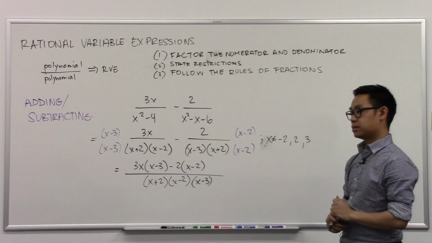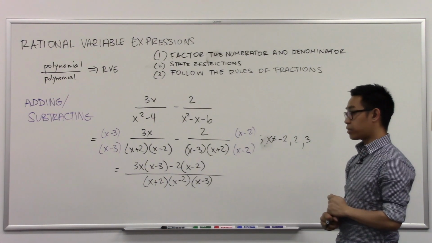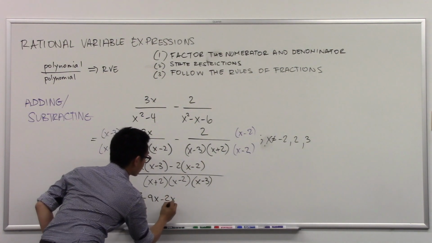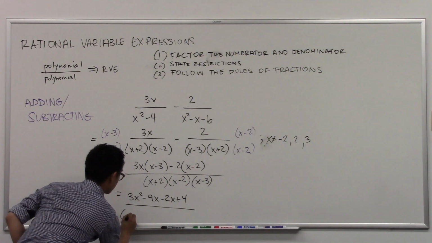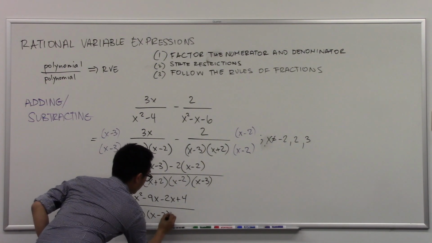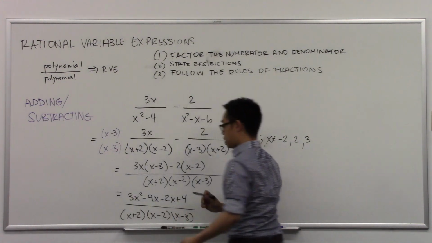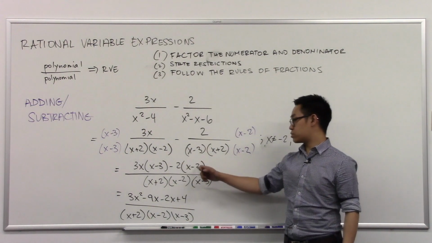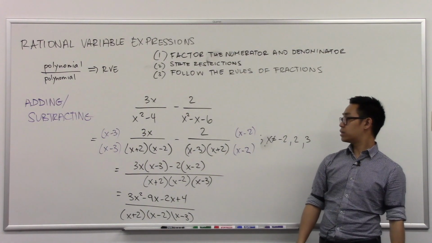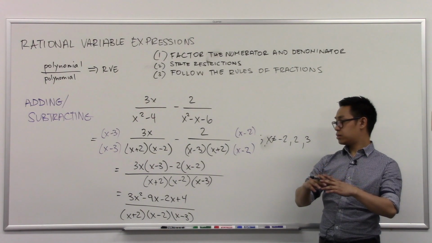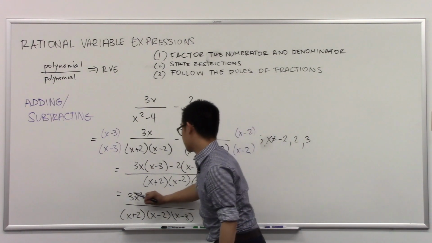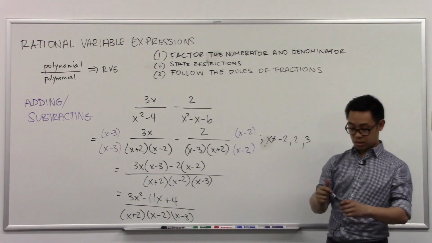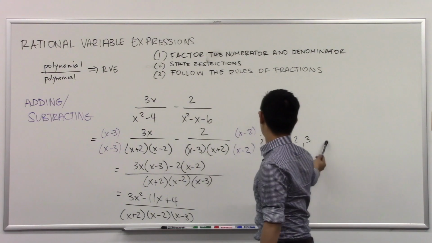When you add and subtract, you expand and simplify the top, but not the bottom. So you get 3x squared minus 9x minus 2x plus 4 over x plus 2, x minus 2, x minus 3. Notice, by the way, that the negative 2 distributed on the negative 2 to create positive 4. Instead of rewriting this whole thing when I simplify, I'm just going to erase. You guys can do that too. And just change this to minus 11x plus 4 instead of writing a whole new line. So this is your answer, and these are your restrictions.